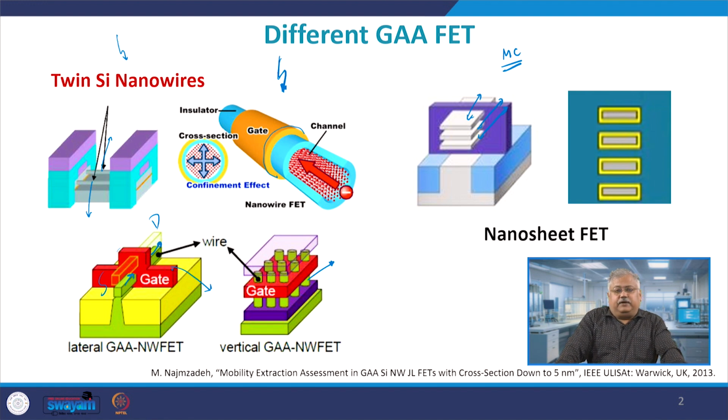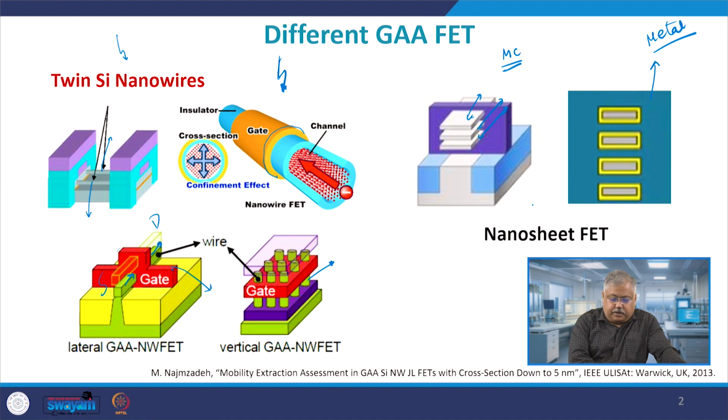These are the various different types of gate-all-around FETs which you see, in terms of surrounding the material with all the gates. These gates are all metal gates which you see here.